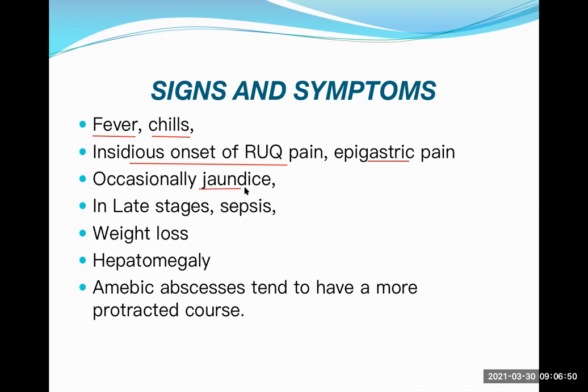Jaundice is not very common in case of liver abscess because it is a localized collection of pus in one area of the liver. But it really depends on how badly it has obstructed the biliary channel or biliary duct, or how big an area of the liver is damaged. So jaundice may be there or may not be there.